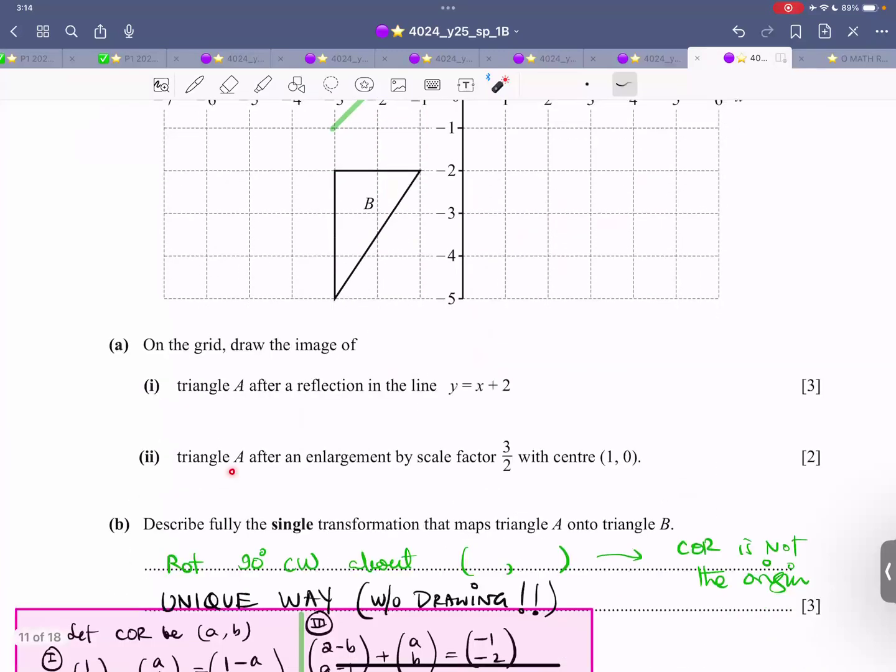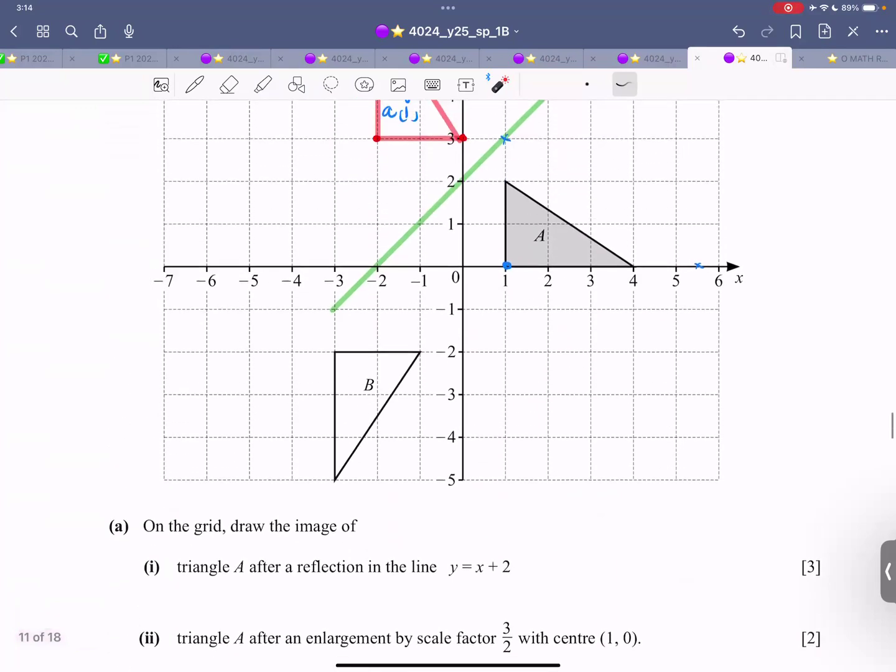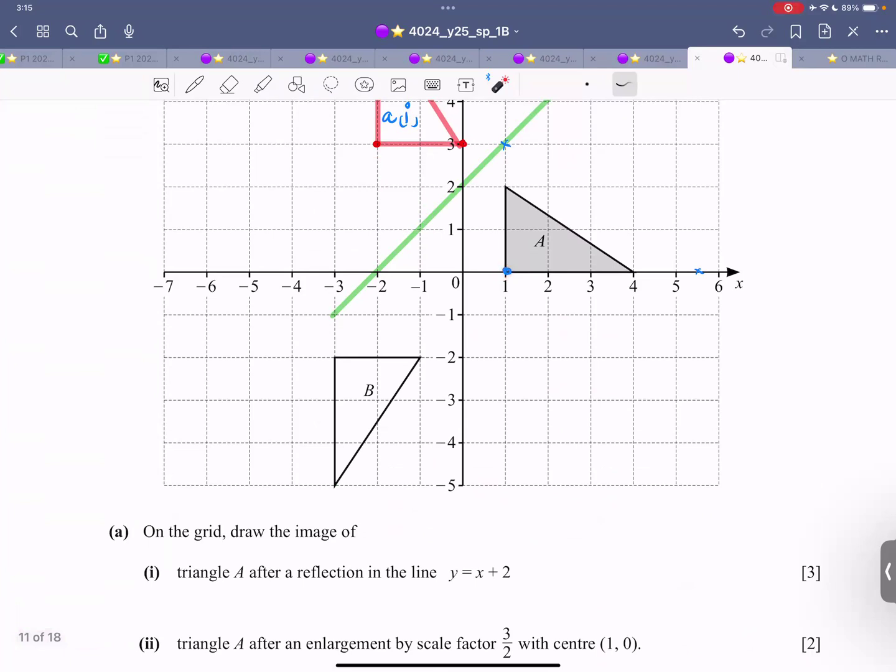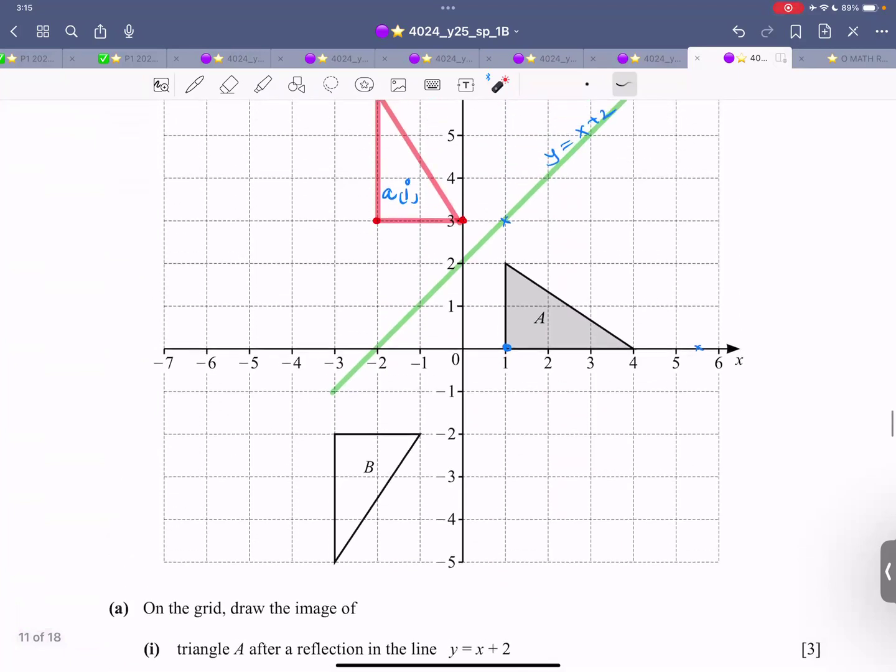Now it says triangle A after an enlargement by scale factor 3/2 with center (1, 0). So this is the center (1, 0). And we want to enlarge it 1.5 times. That means if this is 2 units, it should become 3, because 2 times 1.5 becomes 3.